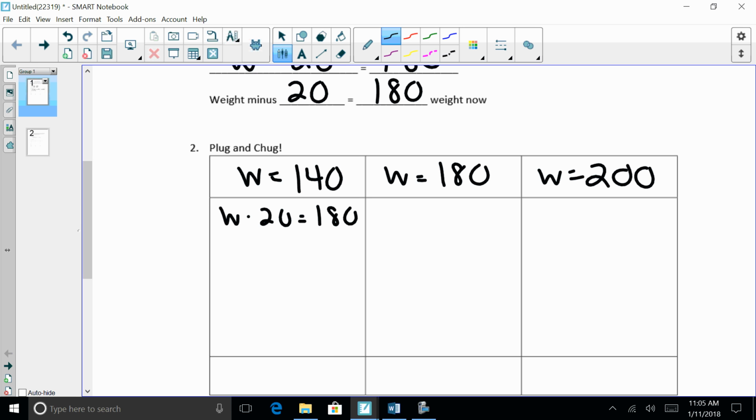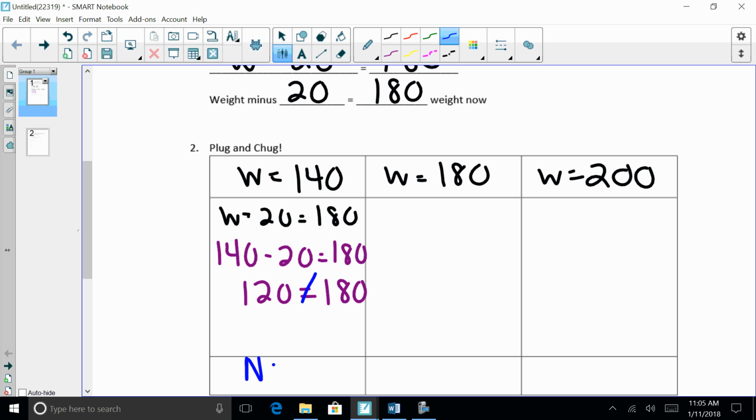Now I'm going to take the 140 and plug it into my equation where the W is. So I'm going to rewrite it, and it becomes 140 minus 20, and that's supposed to equal 180. I know 140 minus 20 is 120, and that is supposed to equal 180. But it does not equal 180, so no, 140 is not a solution for this specific equation.